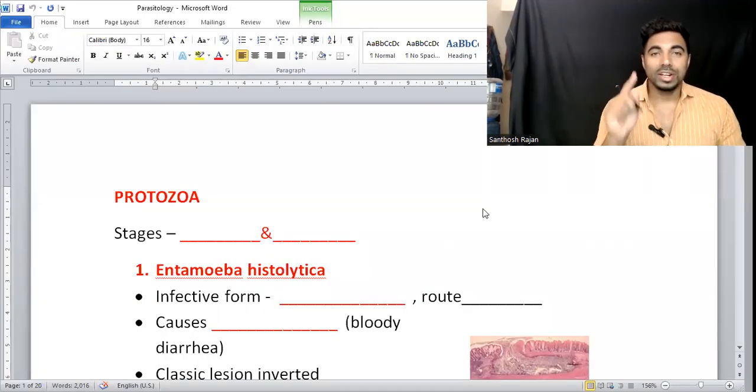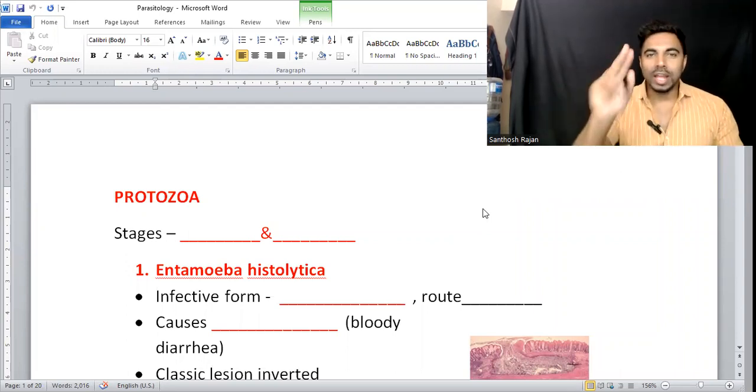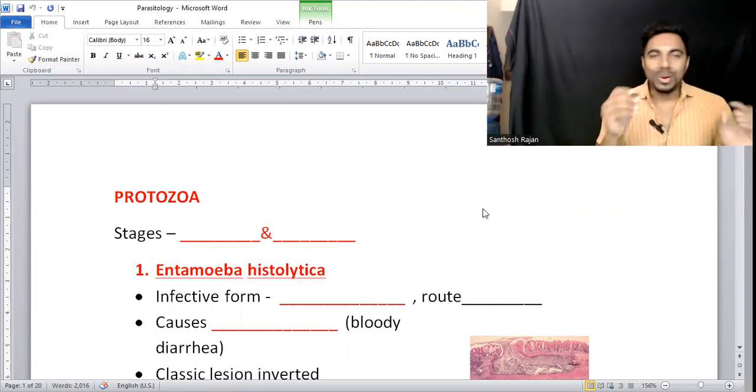Parasitology can be divided broadly into two. What are they? Protozoa, and another one is helminths. In helminths, again, we have cestode, nematode, trematode, and protozoa separate. So now we'll talk about protozoa.